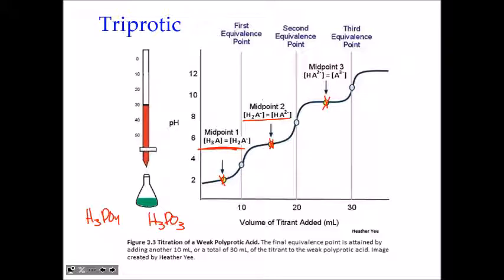Yes? I don't know if it's the diagram or if we did this on purpose. Is the slope for the equivalence point getting smaller and smaller as there are more reactions over time? Because diprotic had a really steep slope, and triprotic has a less steep slope.